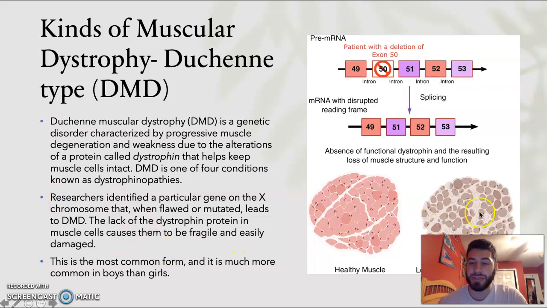And if you look to this image on the right here, it gives you a demonstration of a healthy muscle. And the one on the right shows the absence of functional dystrophin. And as a result, it's an unhealthy muscle structure with not as good function. So it just pretty much shows the loss of muscle integrity from DMD.